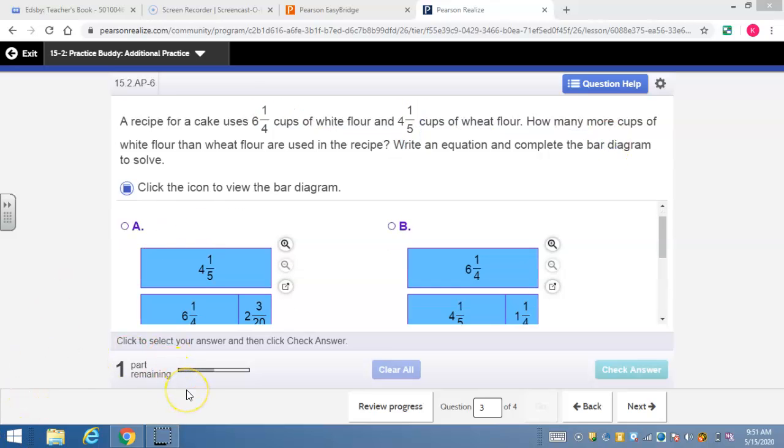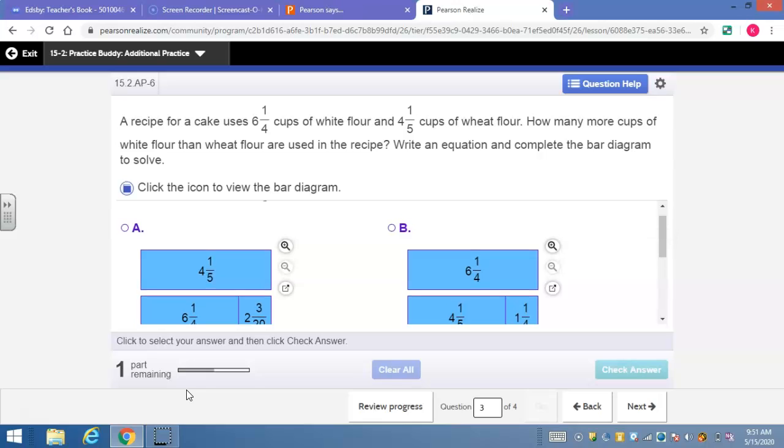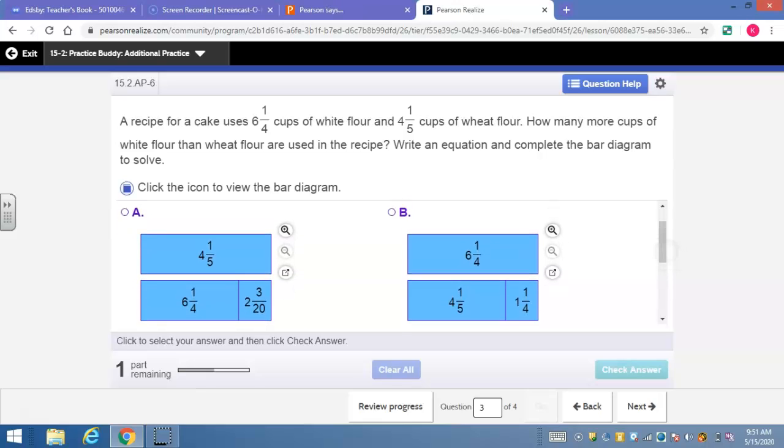Okay, so right here we have where it's showing the difference with the bar diagrams. So if you look at problem A, or answer choice A, we have 4 1/5, 6 1/4. So these are the numbers we're working with here. And this answer choice is saying the difference between the two would be 2 3/20. Okay.